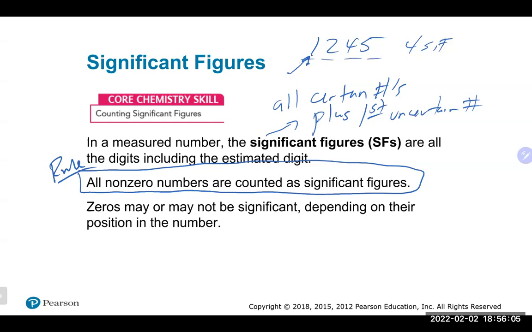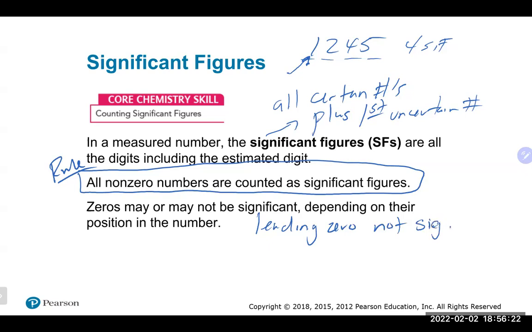Zeros are what sometimes give people a very difficult time. So let's talk about the 3 different types of zeros. There is what is sometimes referred to as a leading 0. Those are not significant.